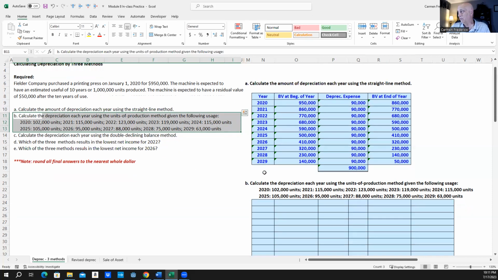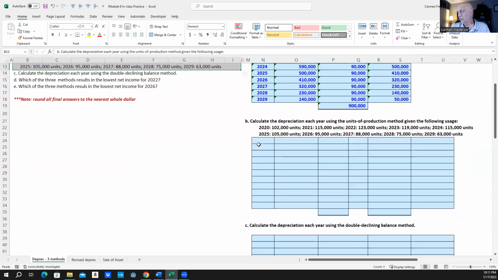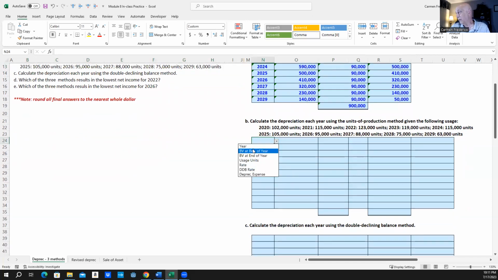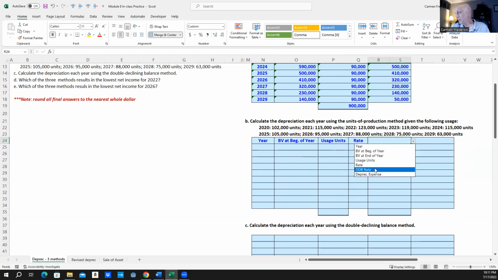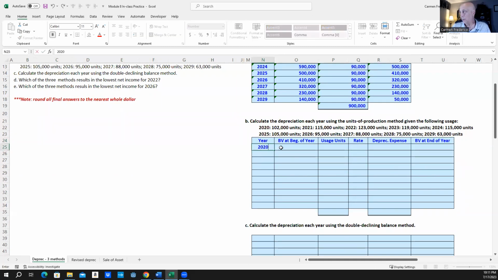So let's take a look. We have another table down here. So let's get there. We'll put the year. Okay, I'm going to caption here the beginning book value. And we're going to put here the usage in units. And we're going to put the rate, what the depreciation rate is, and to calculate our depreciation expense and get our ending book value at the end of the year. Okay. Again, we have the same years, 2020. And I'm just going to put a formula here to copy it down. So 2021 all the way down to 2029.